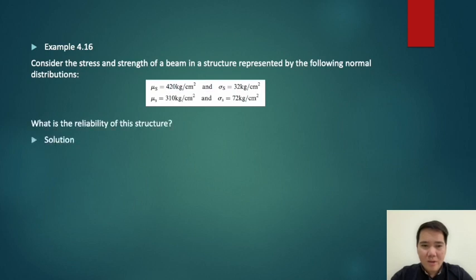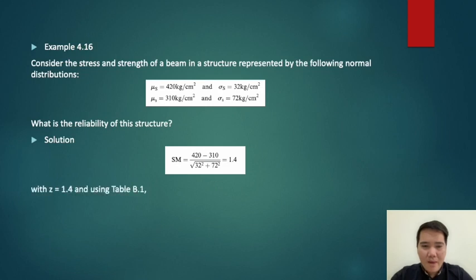What is the reliability of this structure? Solution. With Z equal to 1.4 and using Table B.1, R is equal to 0.91.